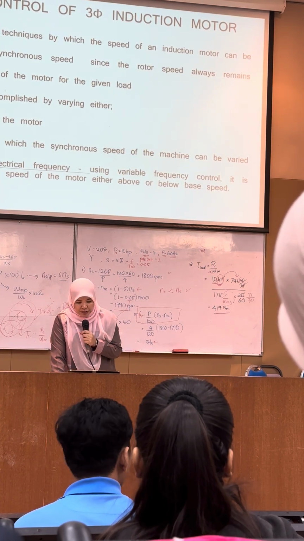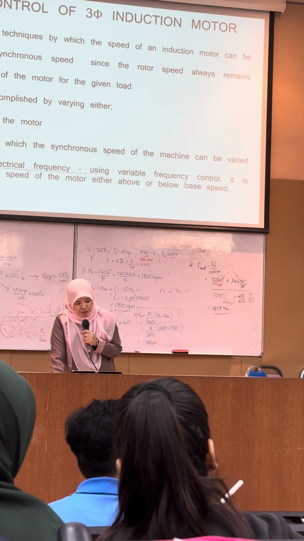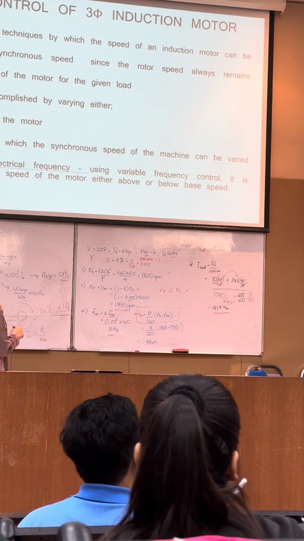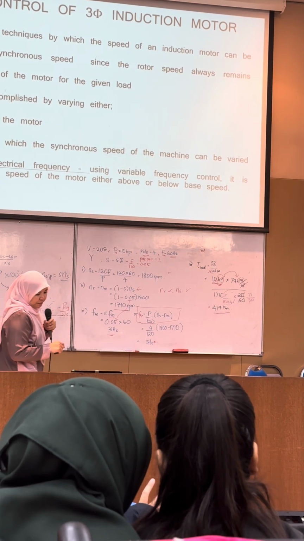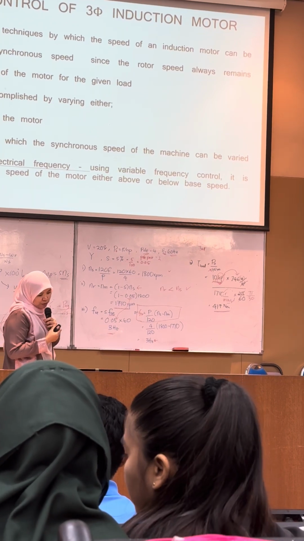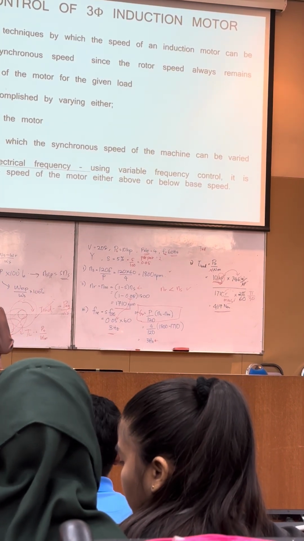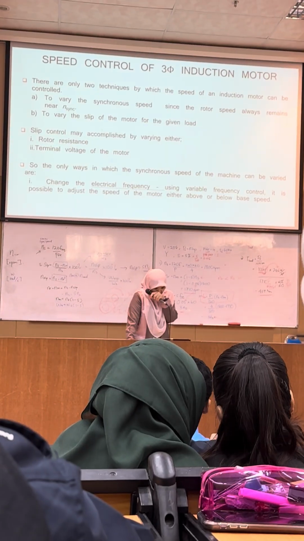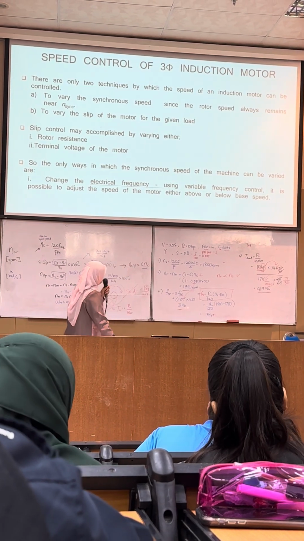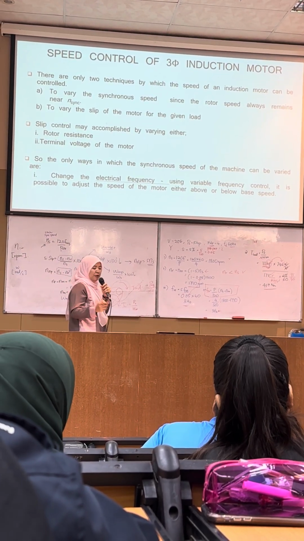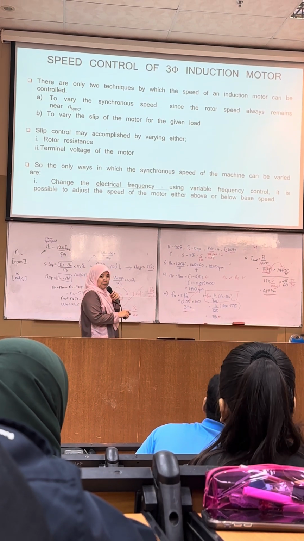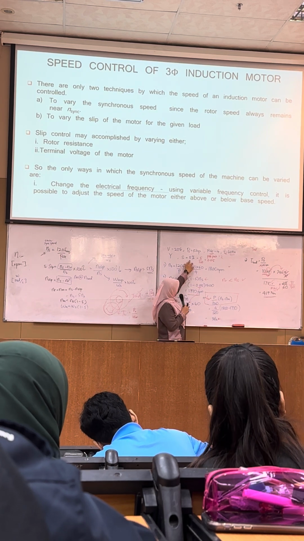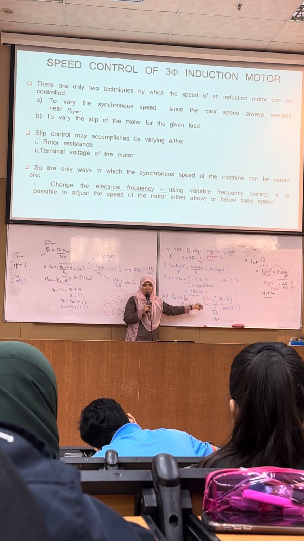There are 2 techniques which speed of induction can be controlled. One is to vary the synchronous speed. Okay, vary the synchronous speed. Since the rotor speed will always remain near the synchronous speed. So how to vary your synchronous speed is by varying the frequency. Another one to control the slip, the speed of the rotor is by varying the slip. Okay. If your slip is 5%, you will have this one. So kalau dia 8%, you akan dapat different motor speed.